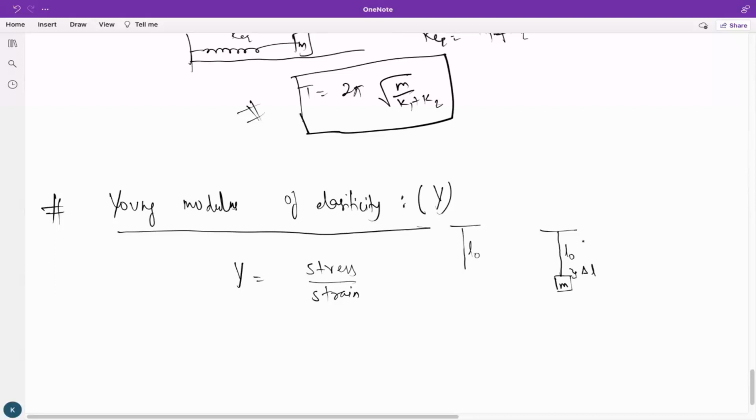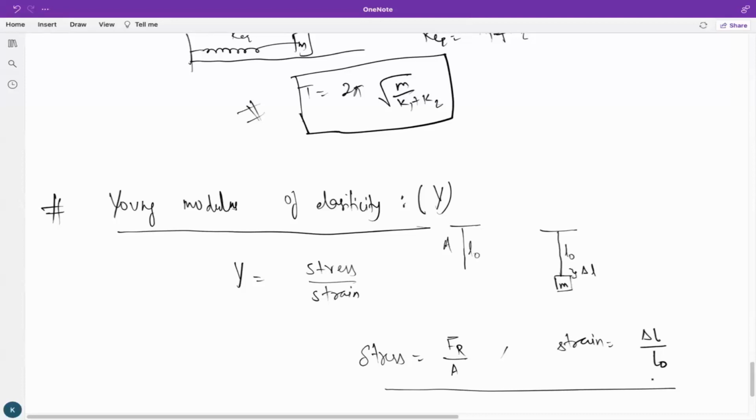So stress is defined as like a pressure kind of thing. It's like a restoring force by cross-sectional area. The cross-sectional area is A, I'm assuming that. And strain is defined as change in length by original length. Okay, so this is the thing that we derive here. Stress by strain is termed as Young modulus of elasticity.